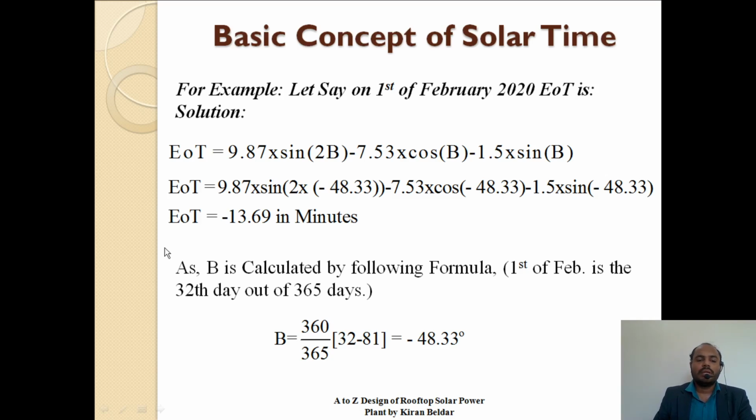So the EOT is the correction factor due to the eccentricity of the earth. For this correction factor, we can deduct the EOT from the local standard time by minus 13.69 in minutes. So in this way we can easily calculate the equation of time by using this simple formula.